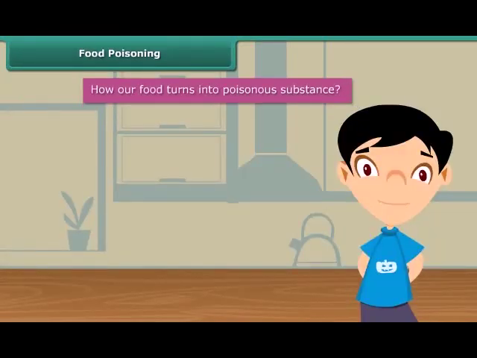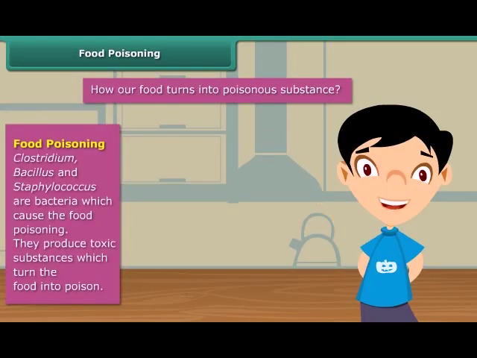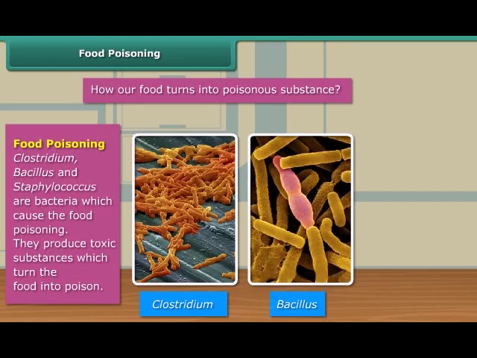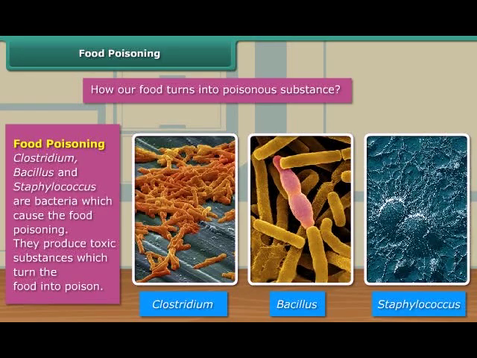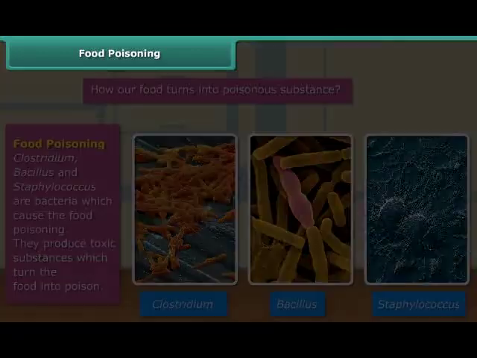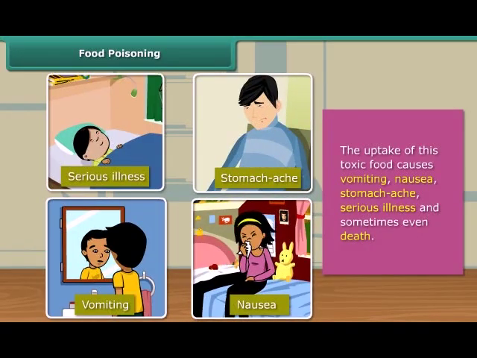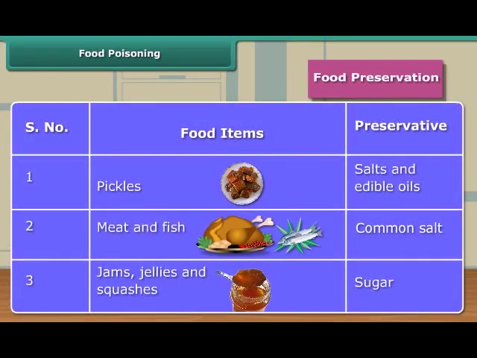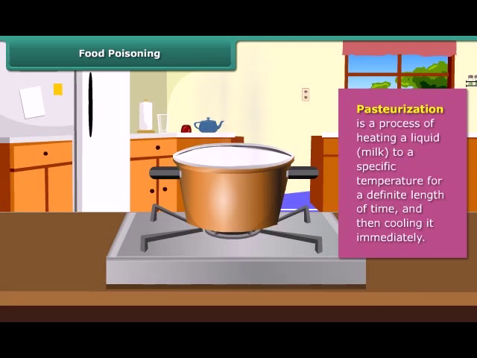Friends, in summer season, if the food is lying in the open for a longer duration, the food turns stale and finally poisonous. The cause of this is again the same, bacteria. There are some bacteria like Clostridium, Bacillus, and Staphylococcus which cause food poisoning. This food causes harm to us. We can preserve our food by some methods as listed below. We use the pasteurization process to preserve milk.